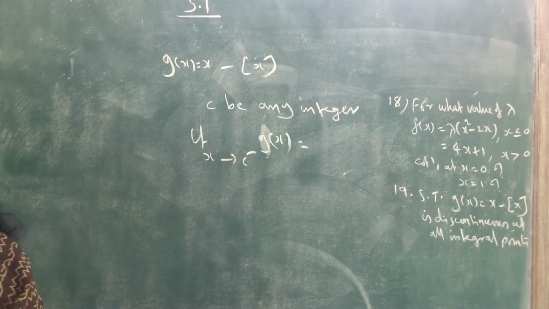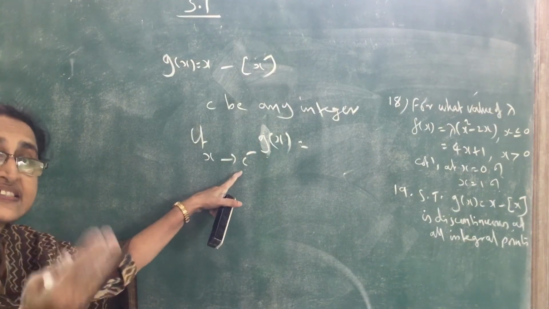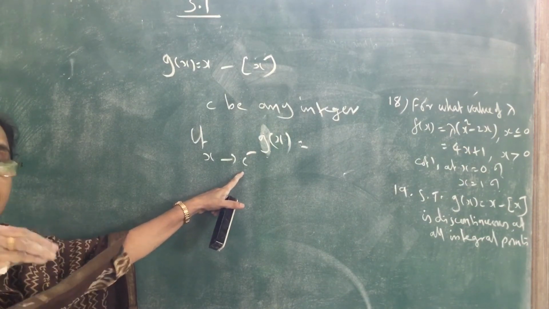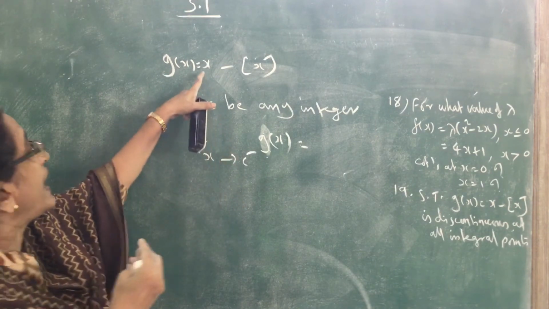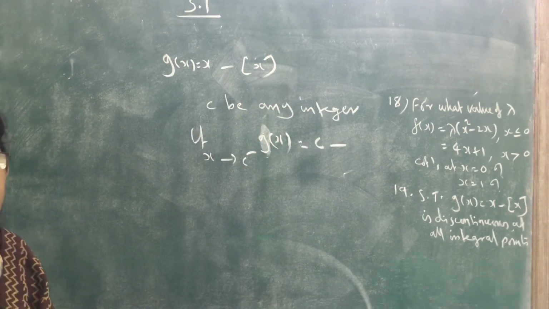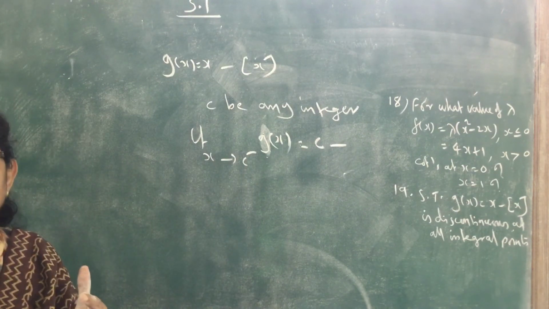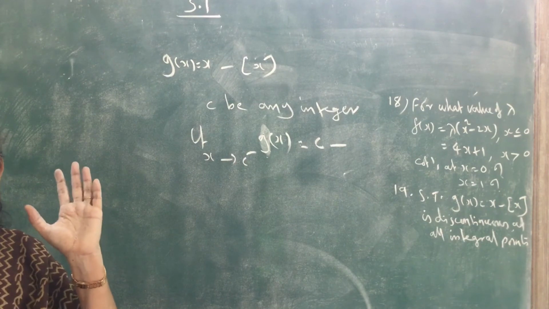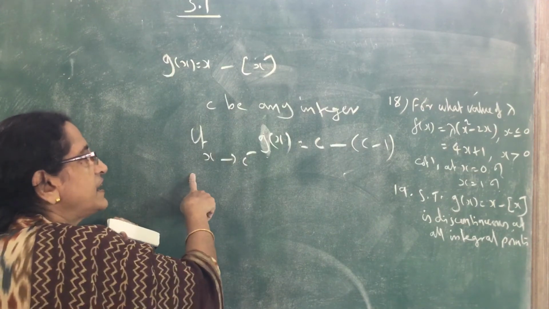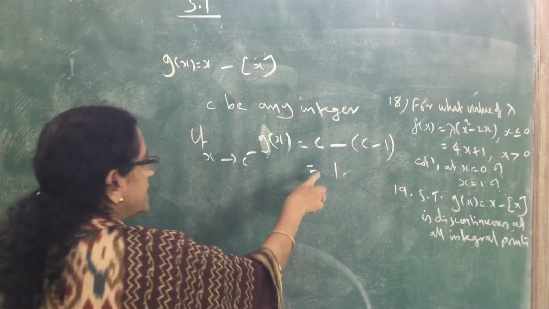When x tends to c minus, what is the limit of the function? c minus means x less than c. c is some integer, x less than that integer, so x we can write as c itself, minus the greatest integer function. When x less than c, what is the greatest integer function value? We have seen that in the example. It is c minus 1. Opening the bracket, we get c minus c plus 1, that is 1.